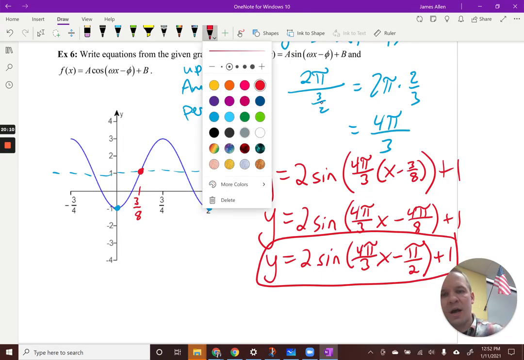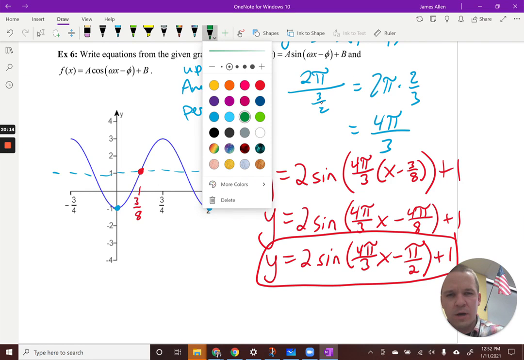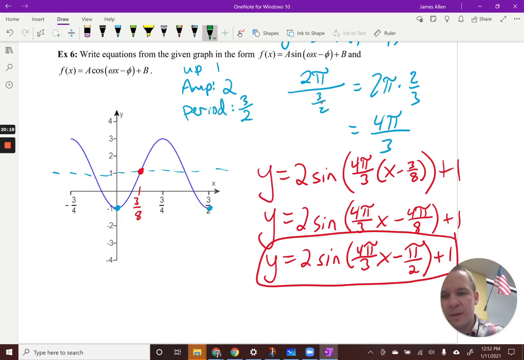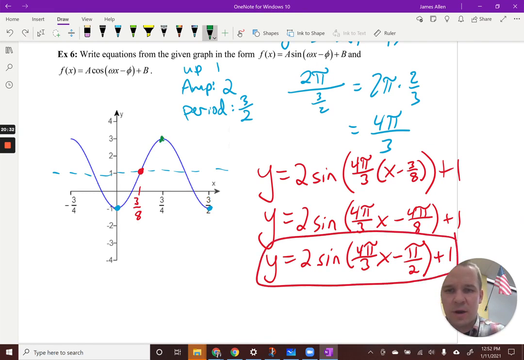Now let's move on to cosine. I'll go with green on this one. I'm going to start up top here, because then there's no reflection with my cosine function. I'm just going to move to the right 3 pi over 4. Either you do a reflection or you do a phase shift. It's your call.